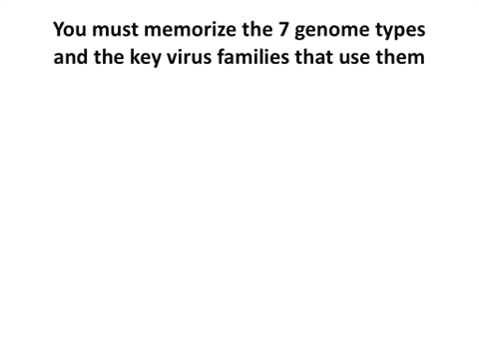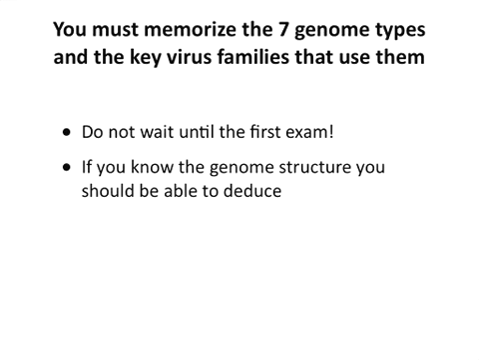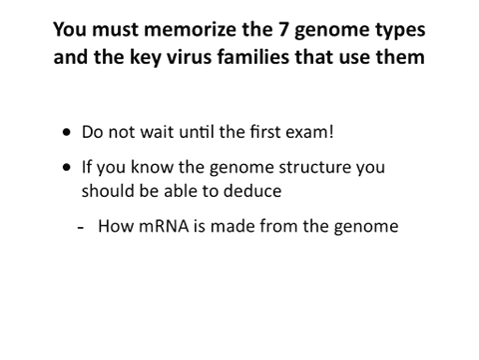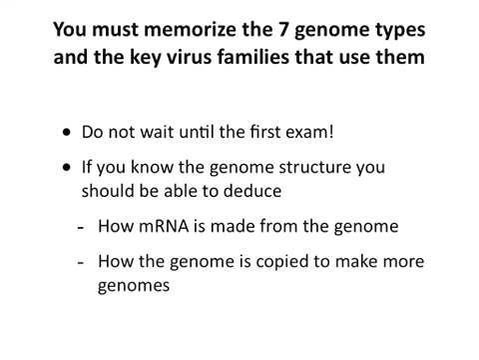So memorize the 7 genome types and the key virus families that use them, and don't wait until the night before. Every time you come here while you're waiting, you should just think about the 7 genome classes. I'll remind you almost every lecture, but it's not something you would want to do the night before. And if you know the genome structure, you will be able to deduce how the mRNA is made from the genome, how the genome is copied to make more genomes, and the textbook will really help simplify all of this because it has a lot of visuals that make it easy.